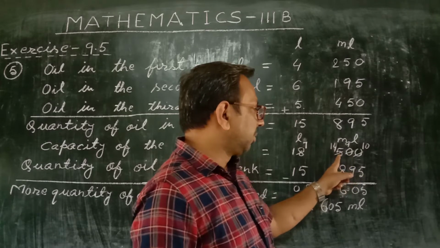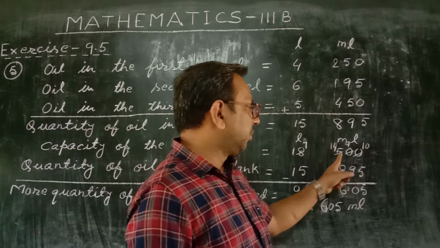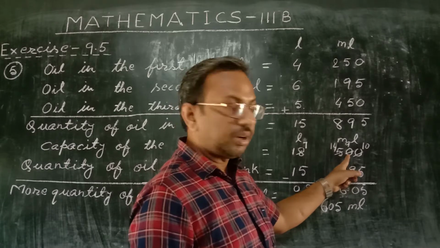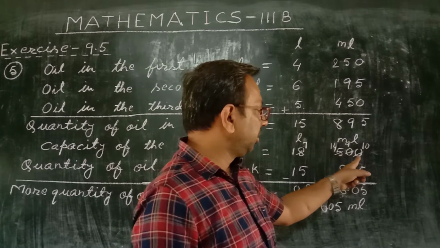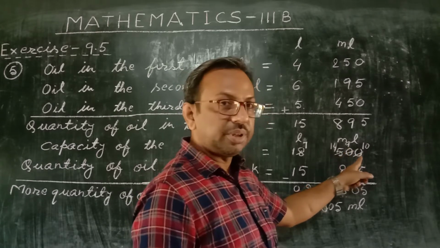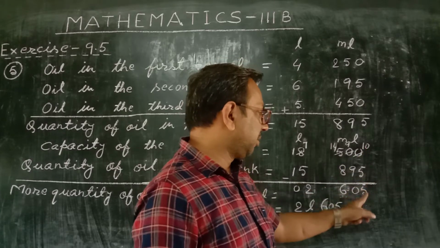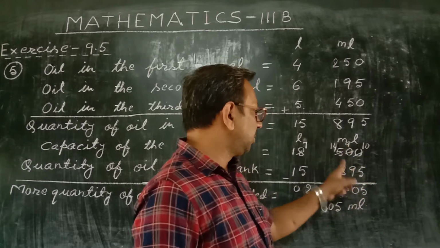Actually this 1 is coming from 5. From 5, 1 came to this 0, this became 10. And from this 10 it came 1 to here. Here 9 is left and here it became 10. Now 10 minus 5, 5. 9 minus 9, 0.